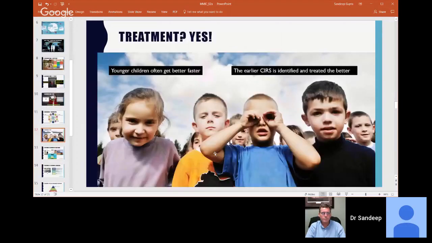Okay, great. So jumping on to treatment now. Let's say a child has tested positive for some of these biomarkers, which shows that they do have this silent fire of inflammation going on in their body. There's some good news here. And the good news is that younger children often get better quicker than adults do. And as we say, if you pick it up early, the outcome is often very good.